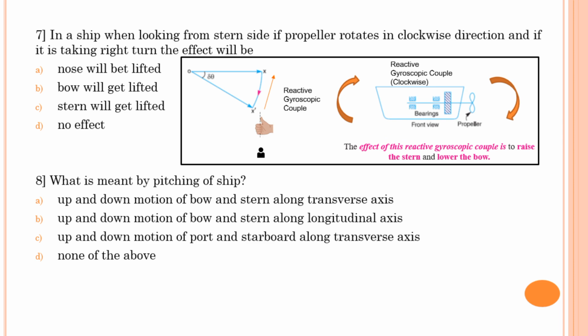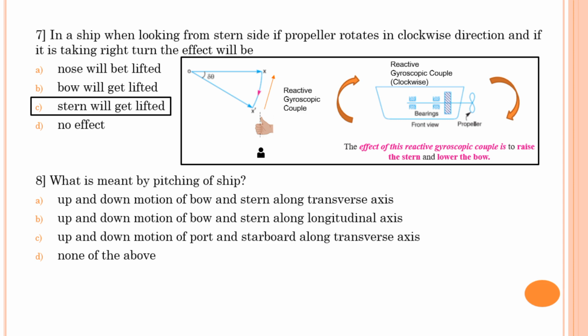Front view, if you have put, then front end, that is the bow of the ship, is dipping, and the tail, not tail, the stern of the ship, is raising. That is, the effect will be the stern will get lifted, isn't it? Bow will be lowered, stern will be lifted. C option will be correct for this.